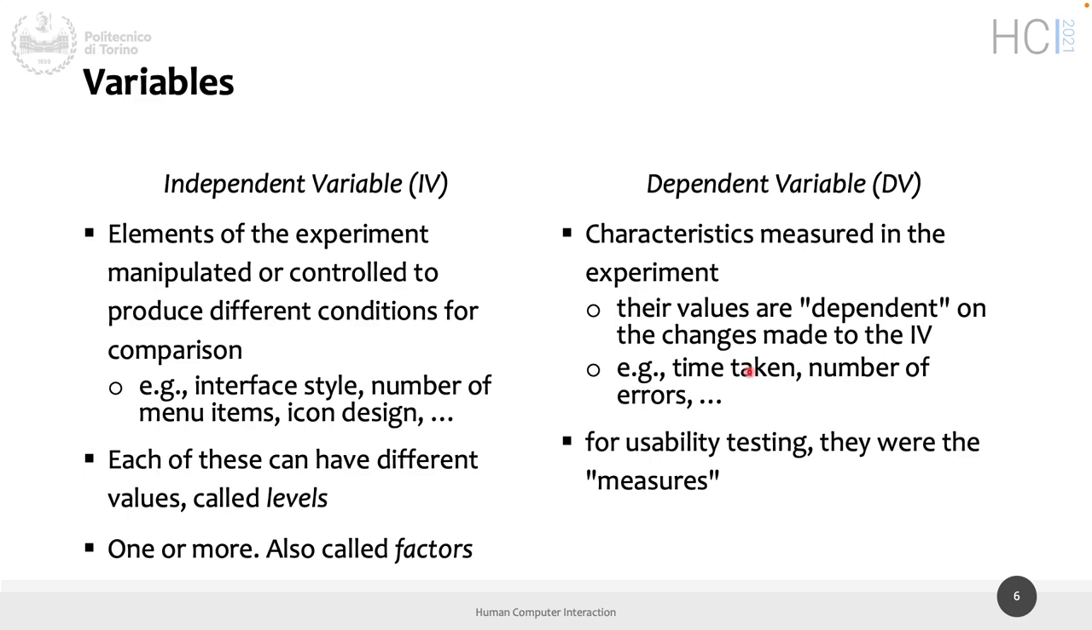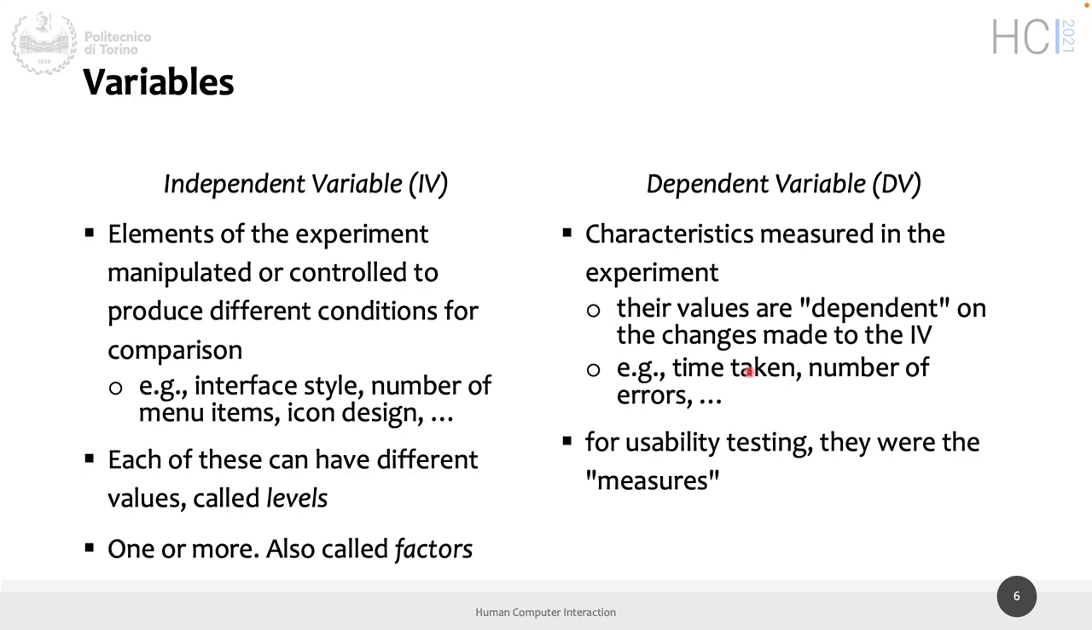And each of these independent variables can have different values in it that are called levels. So in our example of the user interface with two versions, how many levels do we have? We said that the user interface that we are changing is our independent variable. The page is our independent variable. And we had two versions of that, version one and version two. So how many levels do we have? Two levels, okay? Because we have two versions.